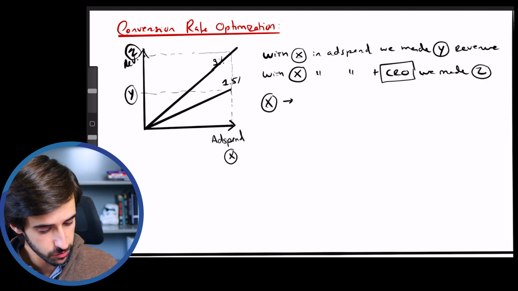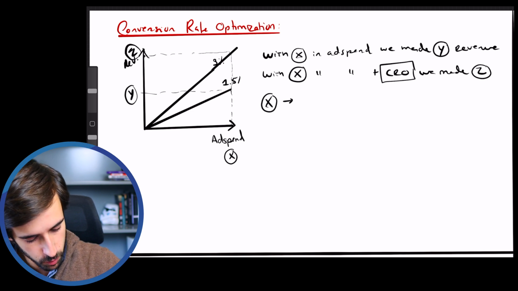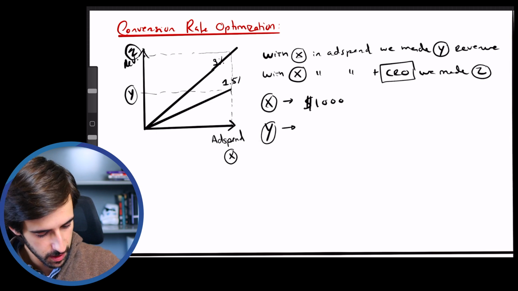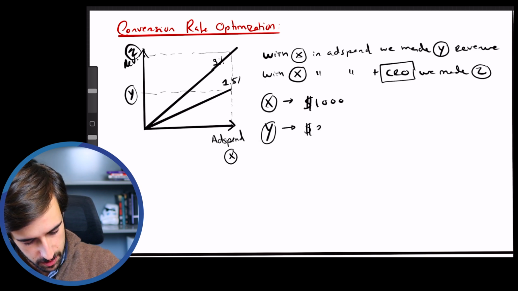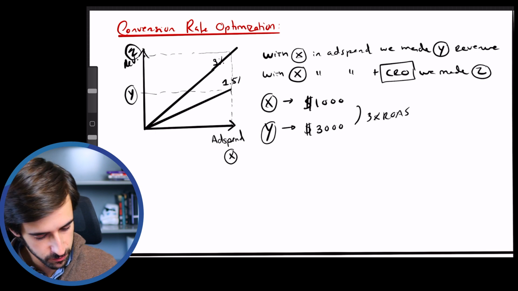Of course, if we look at this, 3% is double 1.5%. So let's say X here is $1,000. And for $1,000 in ad spend, we made about $3,000 in sales. So this is our return on ad spend before we implement any conversion rate optimization strategies. From 1 to 3, we have a 3x ROAS. This is our ROAS right here.